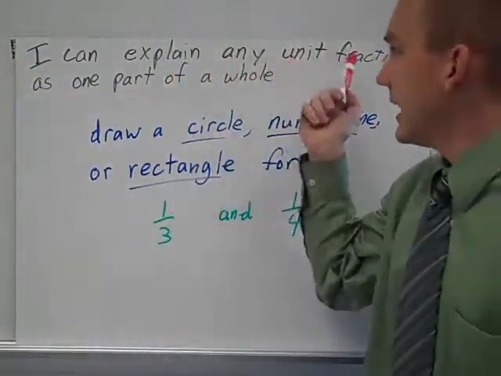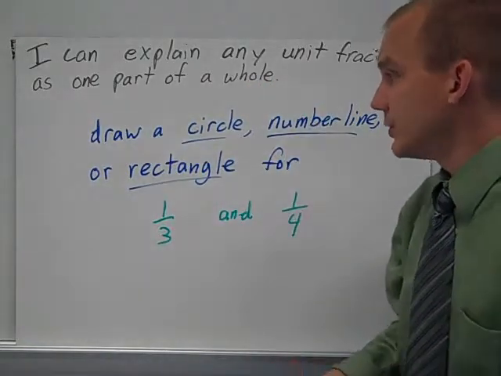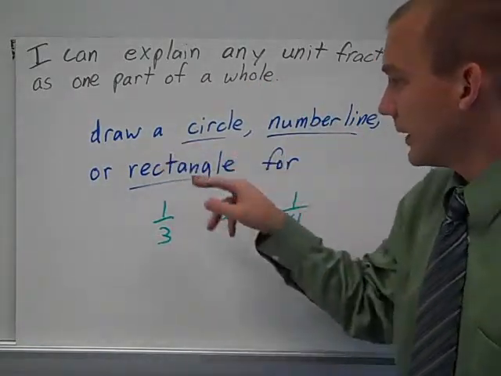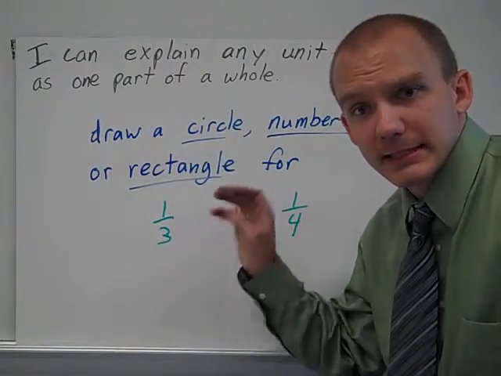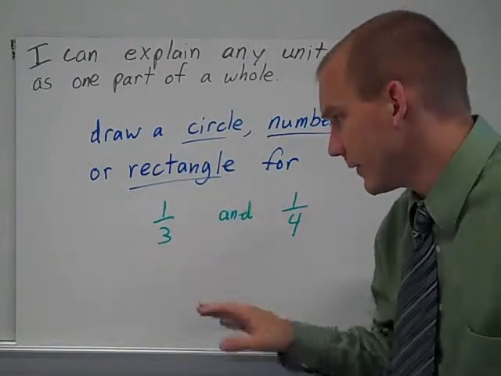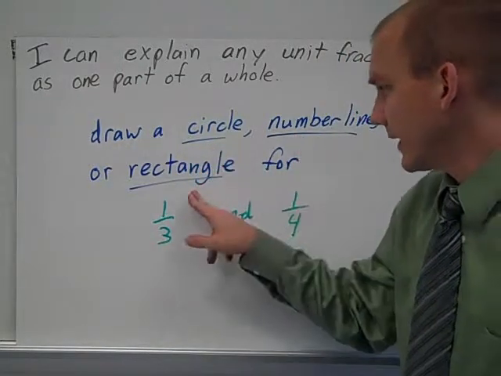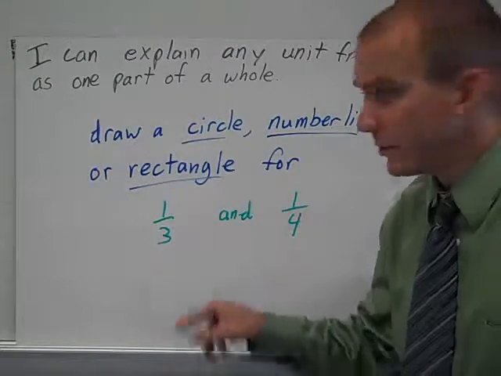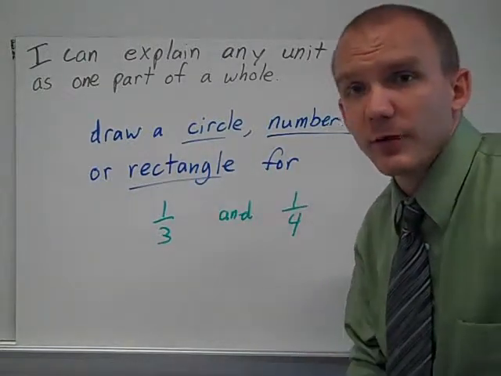I can explain any unit fraction as one part of a whole. So what I want you to do is to draw a circle, number line, or a rectangle. I just modeled that for you on thirds, sixths, and eighths, and kind of already had it done for you on fourths and halves. I want you to pick one of them. Either do a circle, a number line, or a rectangle for a third, and then either do a circle, number line, or rectangle for 1/4, and just show me those fractions.